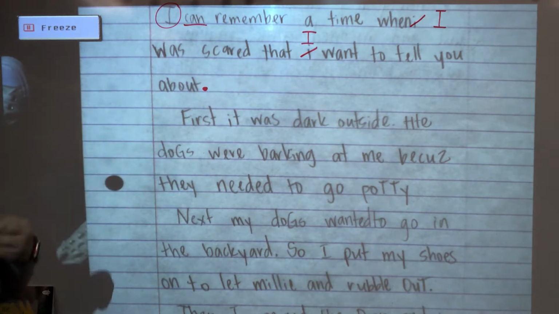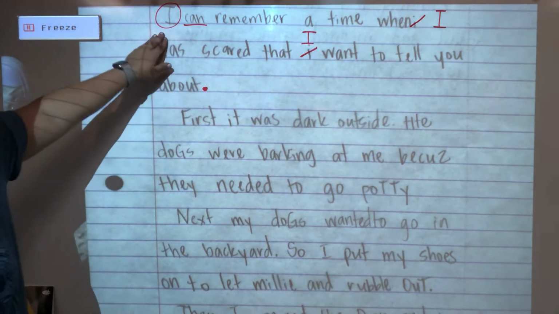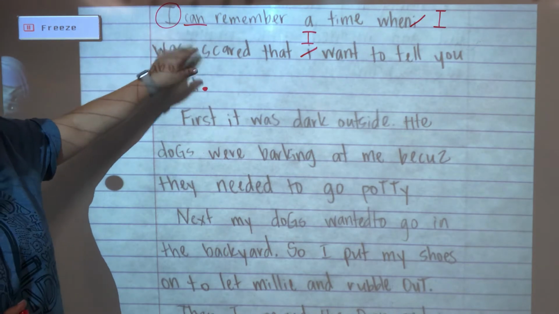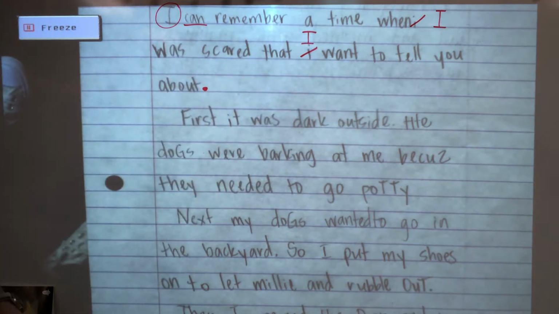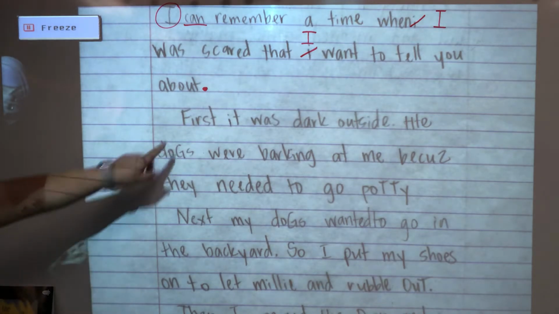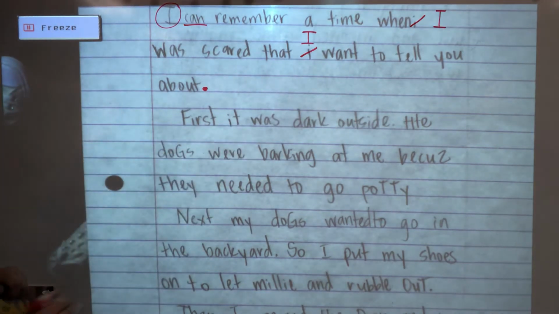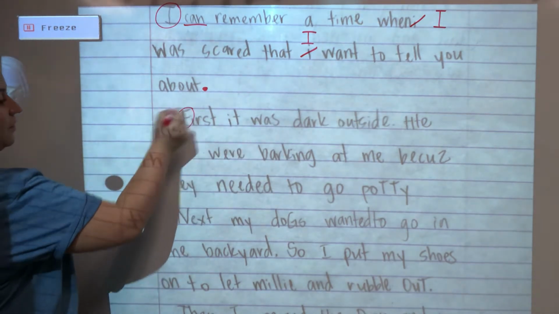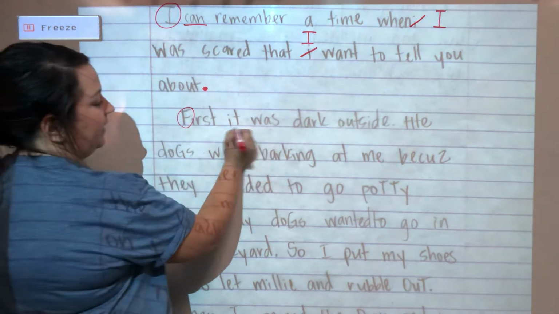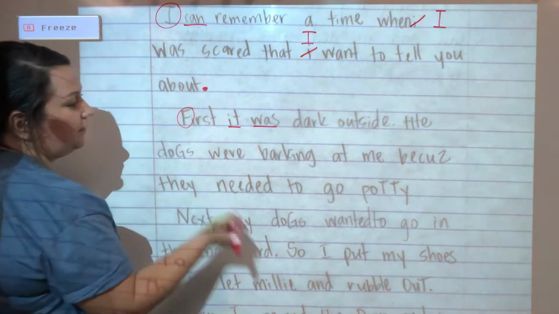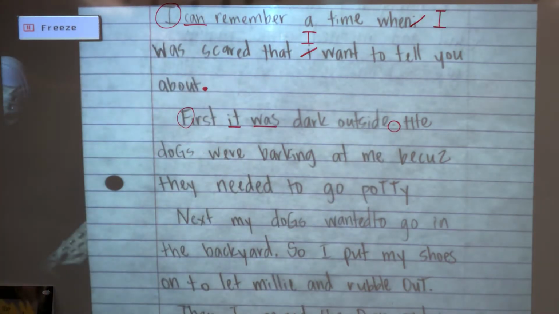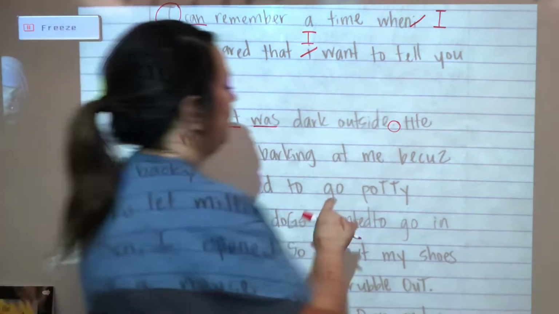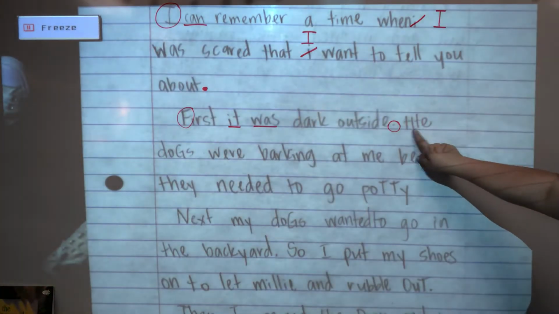Now let's keep reading and we're going to be looking for all of those things. Capital letters at the beginning, subject and verbs, the word I is capitalized, we have punctuation at the end. First, it was dark outside, okay? I have a capital letter at the beginning, I got my subject and my verb, and I have my period at the end. I think that that sentence is good. It has everything it needs. And then I see this word, HTE.